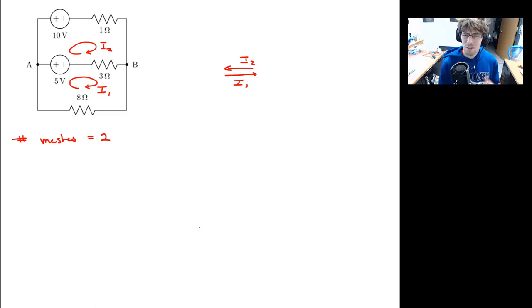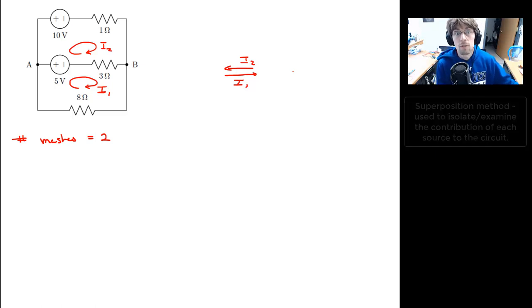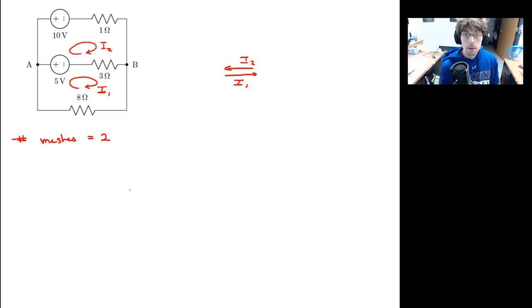You can almost think of it as the current in that middle branch being the superposition of the two mesh currents. The reason I'm not going to use the term superposition in particular is because there's a different analysis technique which is called the superposition technique. So I'm going to try to avoid using that phrase here just to make sure that we don't get confused. Okay, so we have the number of meshes.